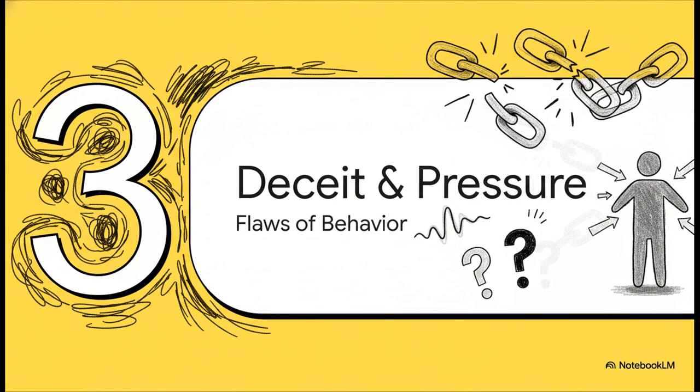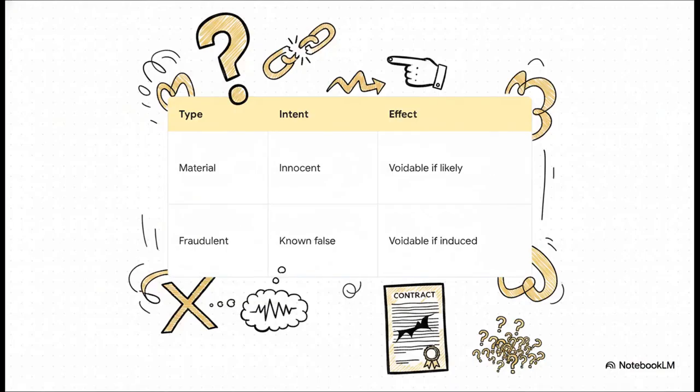Section 3. Deceit and pressure, flaws of behavior. Okay, let's talk about misrepresentation. Fraudulent misrepresentation is pretty obvious, right? Someone just flat out lies to your face to trick you into a deal. But check out that top row. The really fascinating part here is that even an innocent, totally accidental misstatement can make a contract voidable.